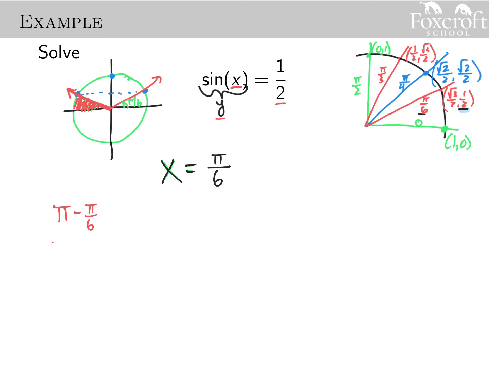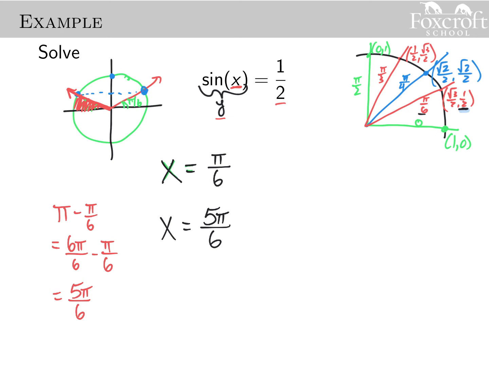So pi minus pi over 6, I'm going to get a common denominator. All right, so multiply by 6 over 6. And that's 5 pi over 6. So by knowing that picture in the top right and using the half circle to our advantage, you can figure out that our other answer is 5 pi over 6. All right, so those are our 2 answers.